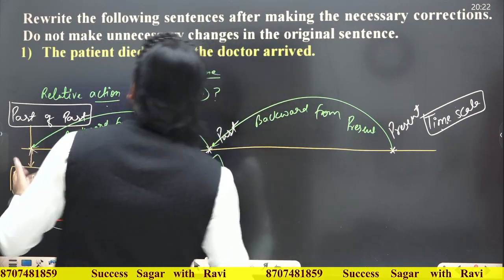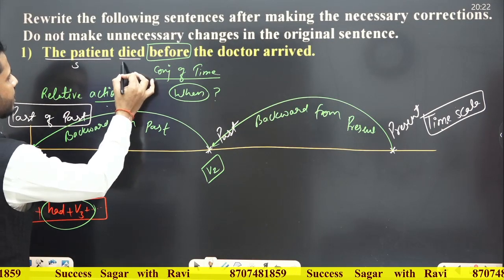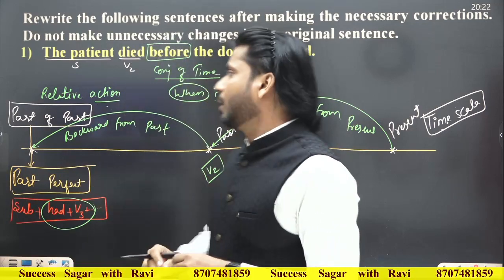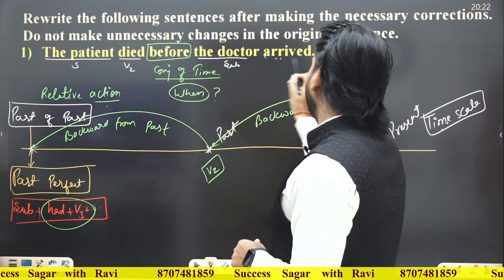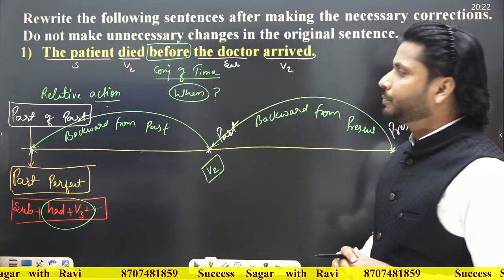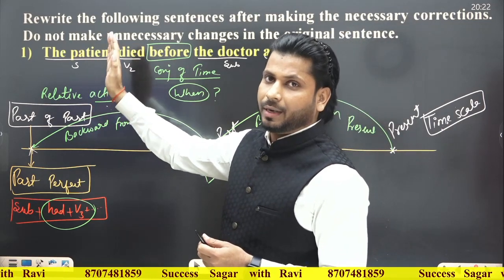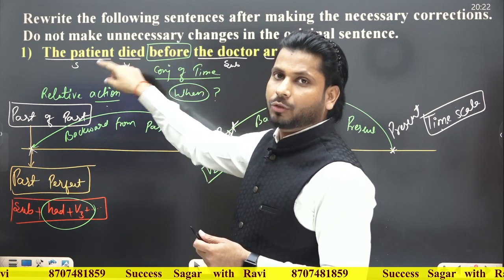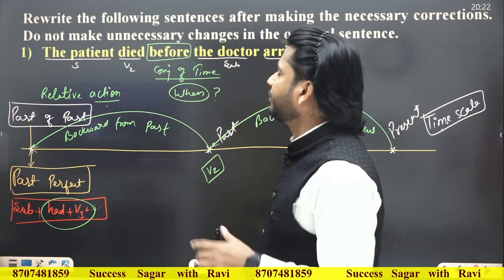In the given sentence, the patient is the subject, died is the second form of the verb. It means it is written in past indefinite tense. What about this one? The doctor is the subject, and this is the second form of the verb. It means past indefinite tense. Let us read the sentence from left. Why from left? Because we write English from left to right. The orientation in this particular language is from left to right. That is why we start reading it from the left.